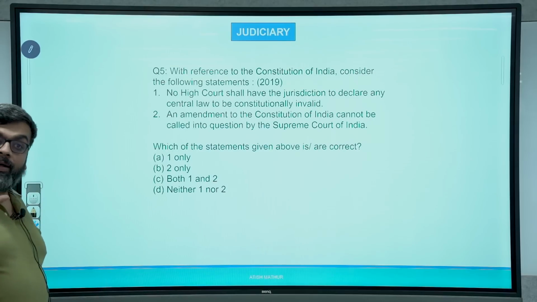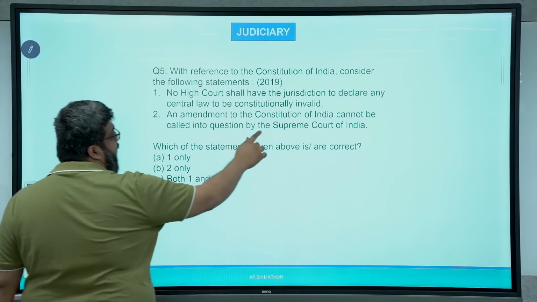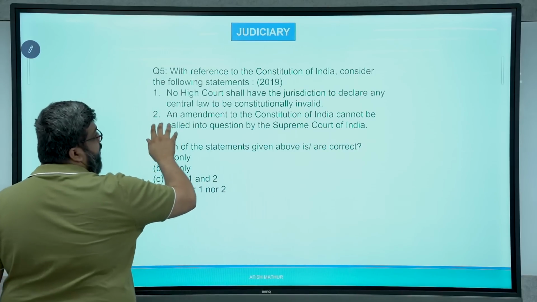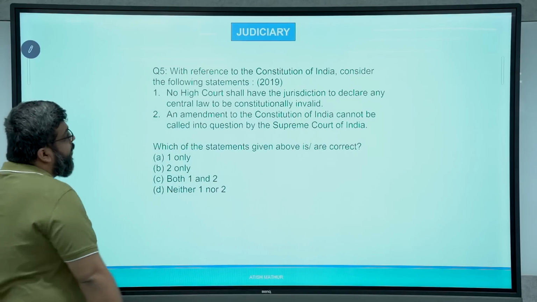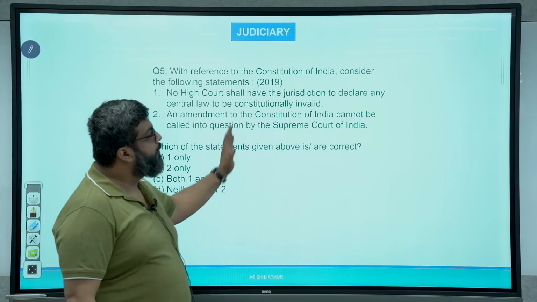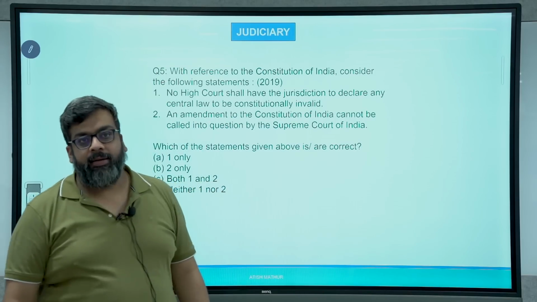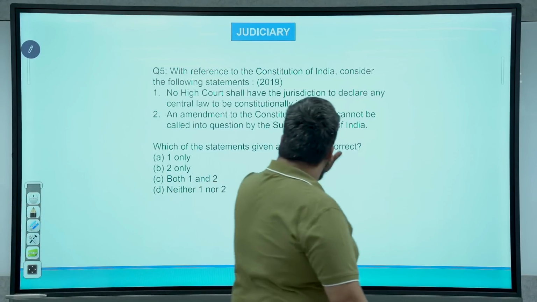With reference to the Constitution of India, consider the following statements. Remember, in judiciary they play with English. No High Court shall have the jurisdiction to declare a central law to be constitutionally invalid. An amendment to the Constitution cannot be called into question by the Supreme Court of India. Which of the following are correct?